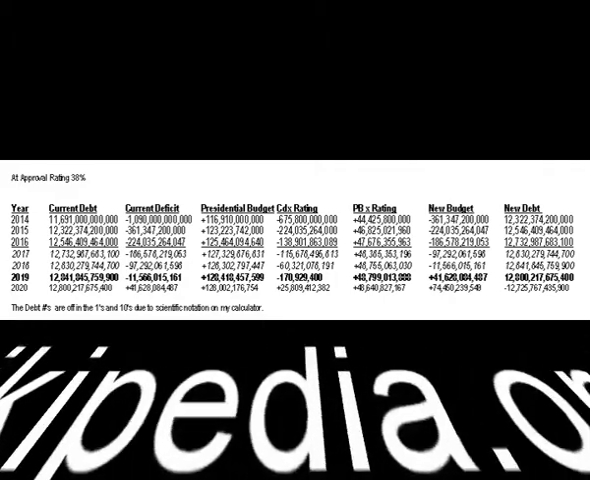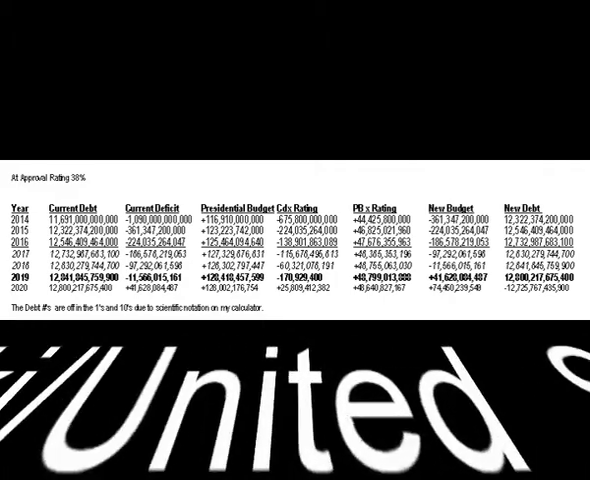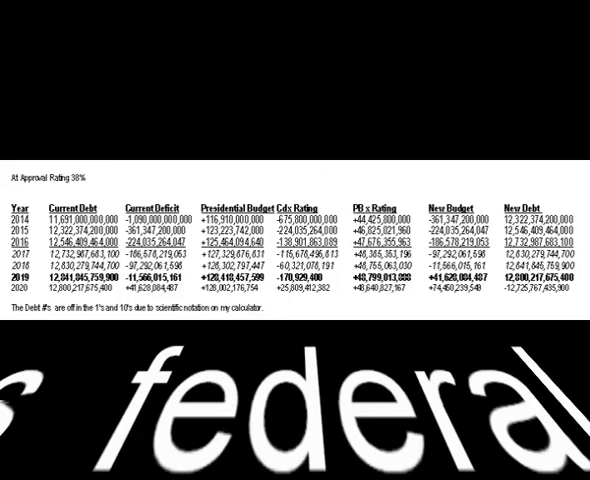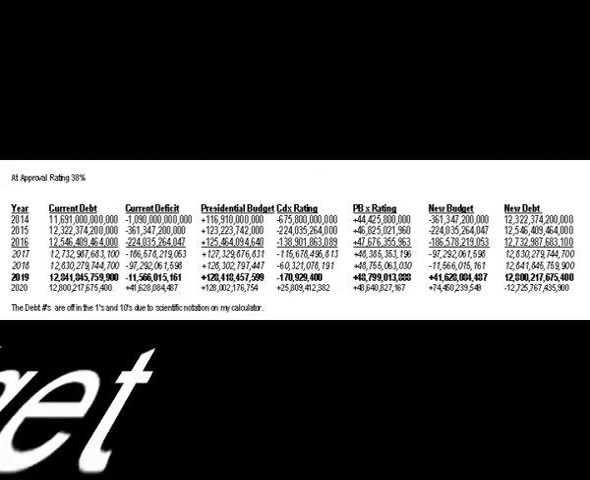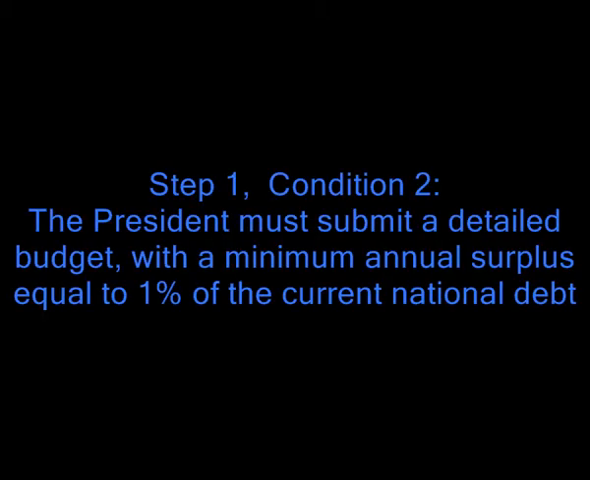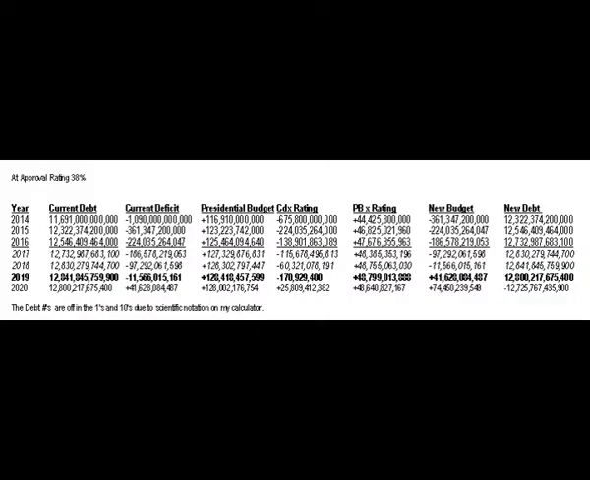Under my Step 1 Condition 2, the proposed budget needs to have a surplus of $116.91 billion, 1% of the national debt. I do not propose here how to get to that number. That's up to the president to decide. What's important is the budget has a surplus of just under $117 billion in this example.